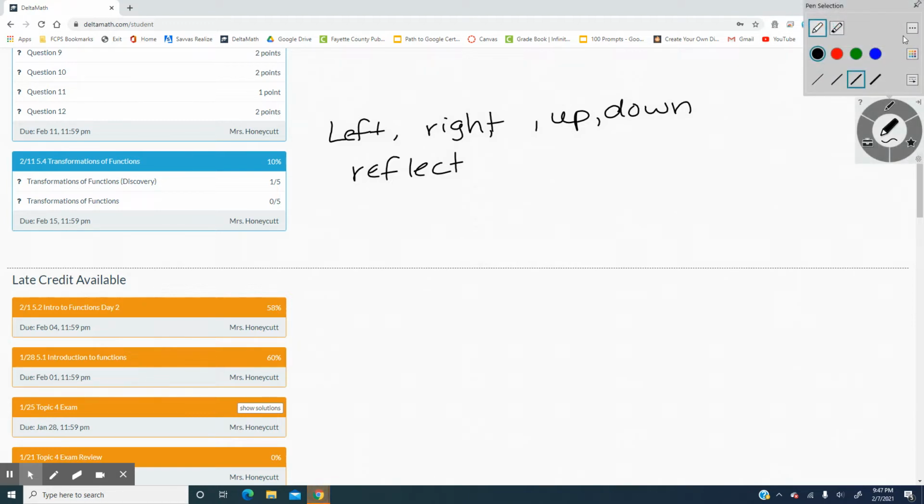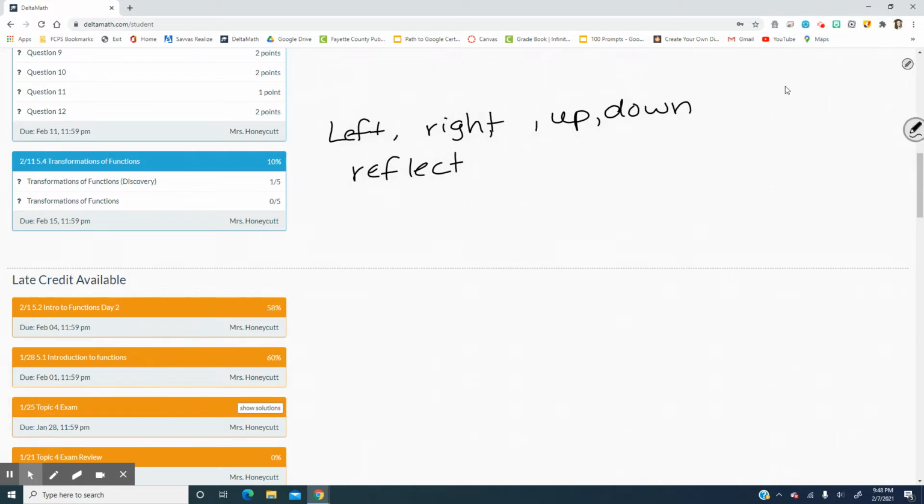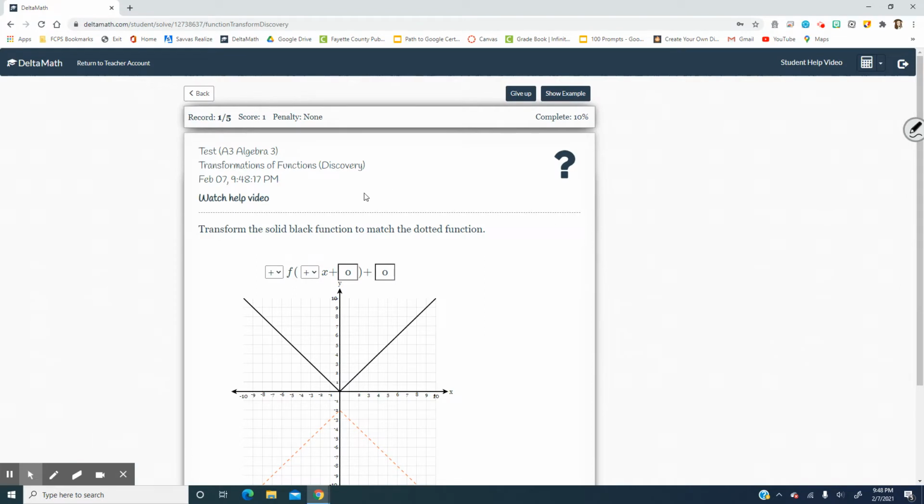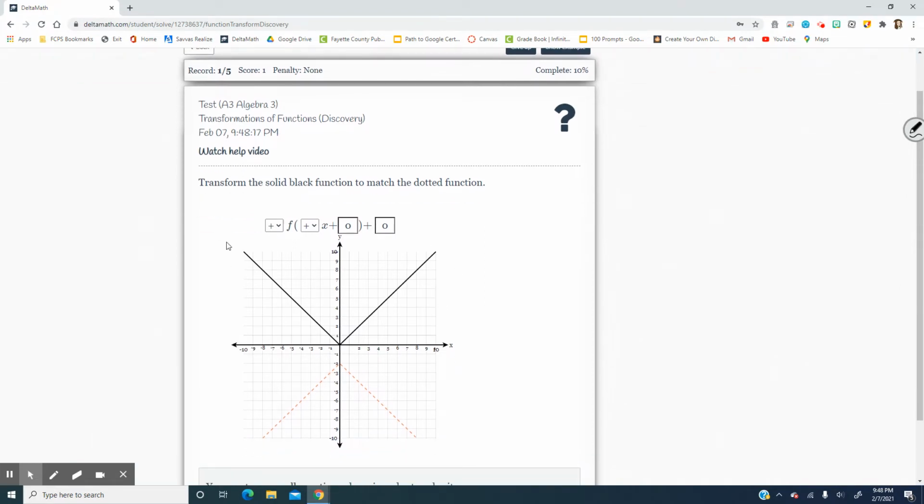The first is more of a discovery, a yes-and-check kind of thing, and then the second is where you actually put what you discovered in the first to work. So we'll go over it. In the first section, you'll notice that there is a solid black function, and we want to make our solid black function match the dotted line. The idea is that you're going to change these values or signs and use those to make them match.